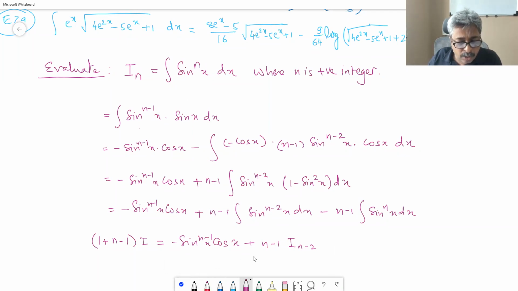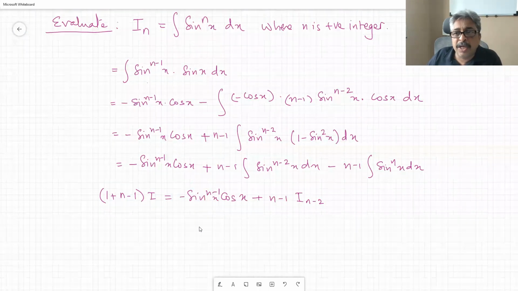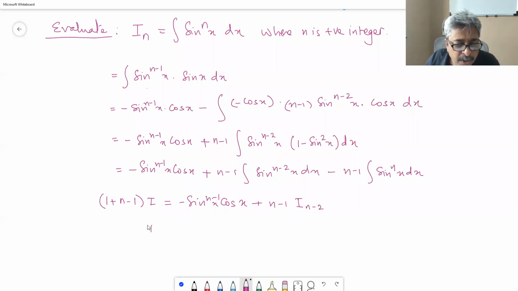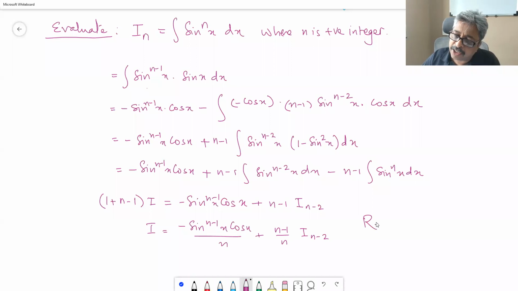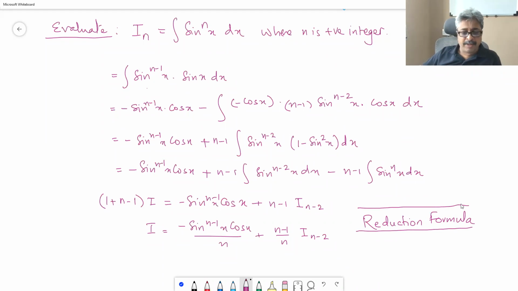and then I should be able to write the complete integral. So let me write down one more step, because the coefficient I have to make it 3. I must be 3. So I is equal to, this is what, n. So minus sine n minus 1 x cos x divided by n plus n minus 1 upon n I n minus 2. This is called reduction formula. You express in terms of I n minus 2.